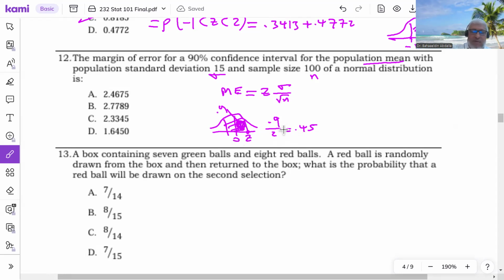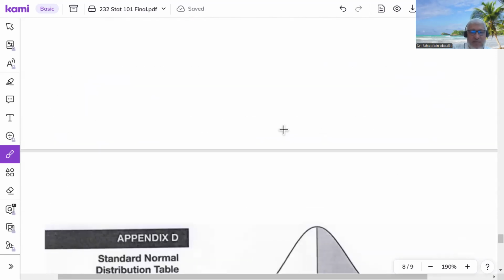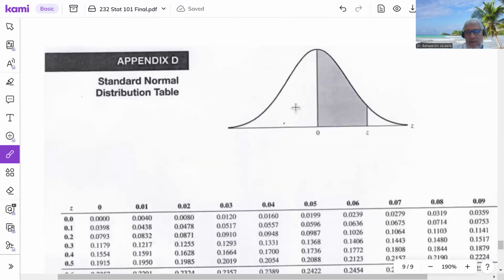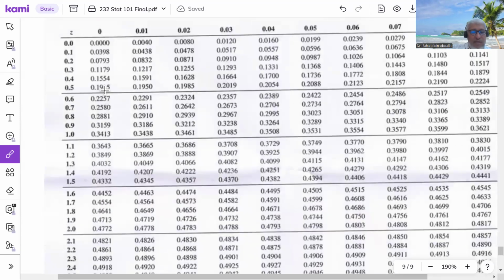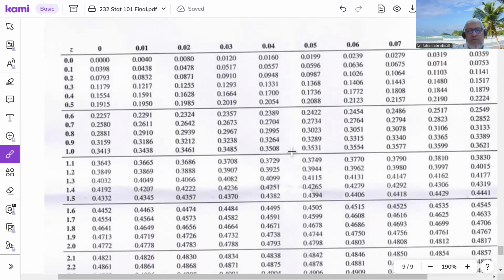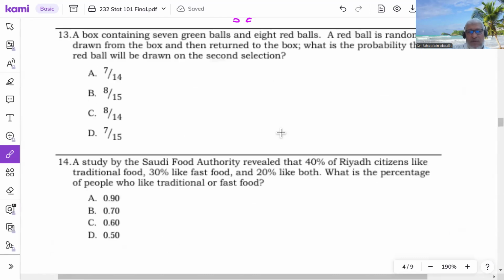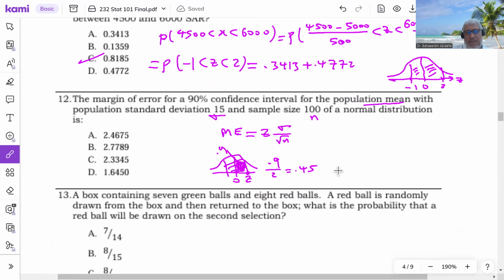So 0.45 now is an area inside the table. I have the area and I need the Z value. So I don't have Z, I have the area. I have this area, which is 0.45, and I need Z. So I'll start searching for 0.45. Okay, I have here 4.44, 4.45. I go to the right, I have 0.4495, 0.4505. In the middle, I have 0.45. So it's 1.645. So 1.645 is Z in this case.